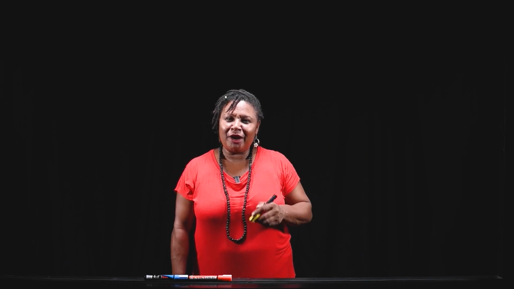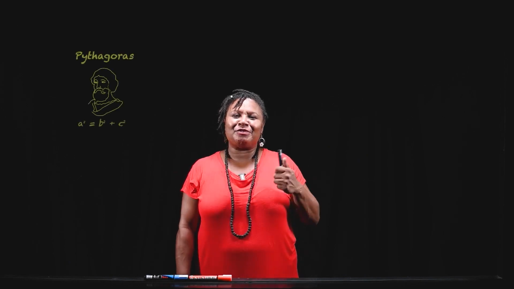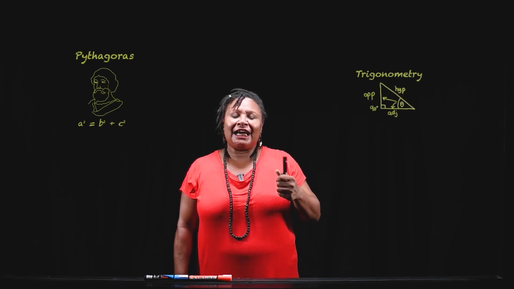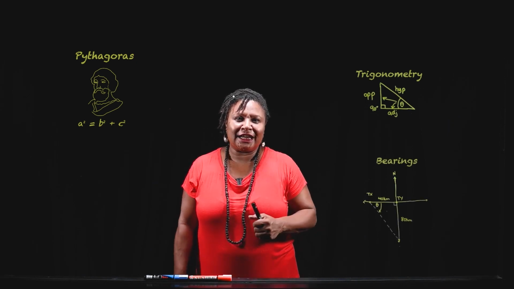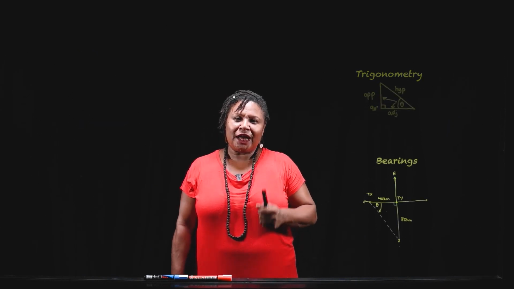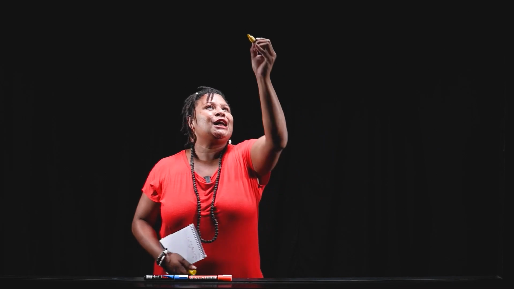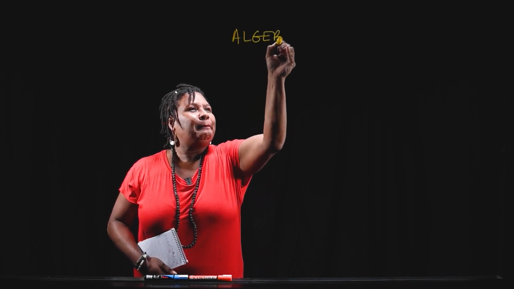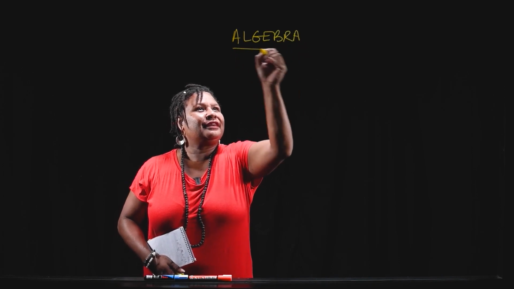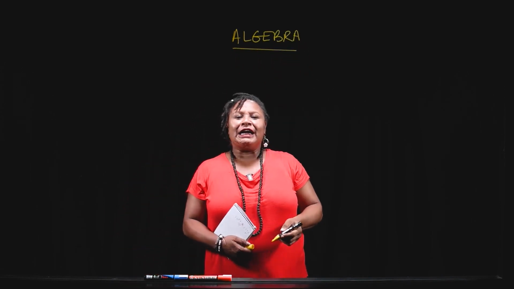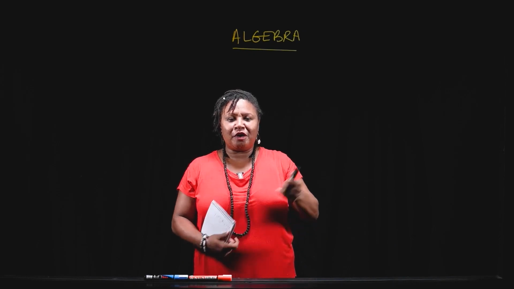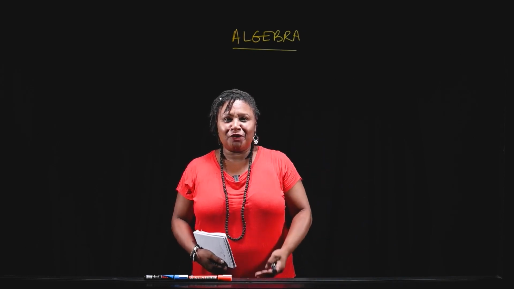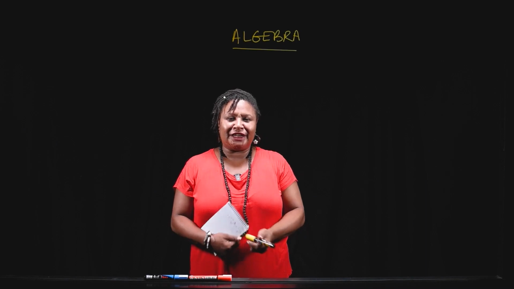Okay, so in Term 1, we looked at Pythagoras and we looked at trigonometry. Bearings was one of the topics under trigonometry. But we are moving on to the next unit, which is algebra. Now, what is algebra? Algebra is the use of letters to represent unknown values in an equation.